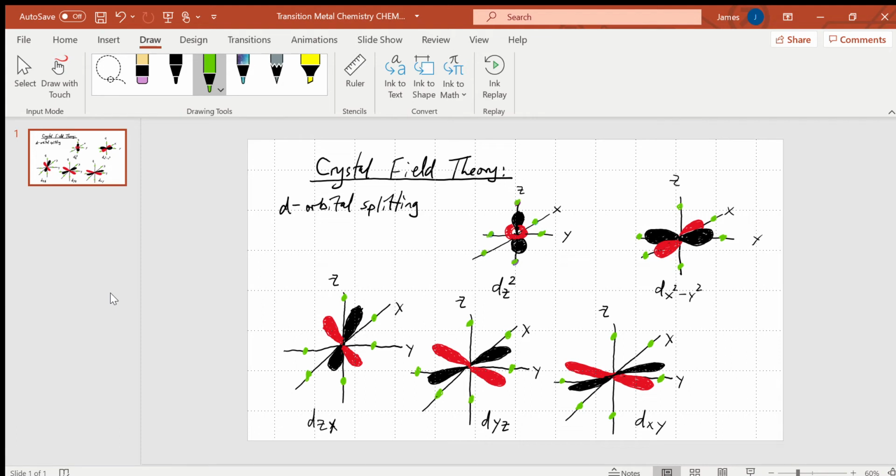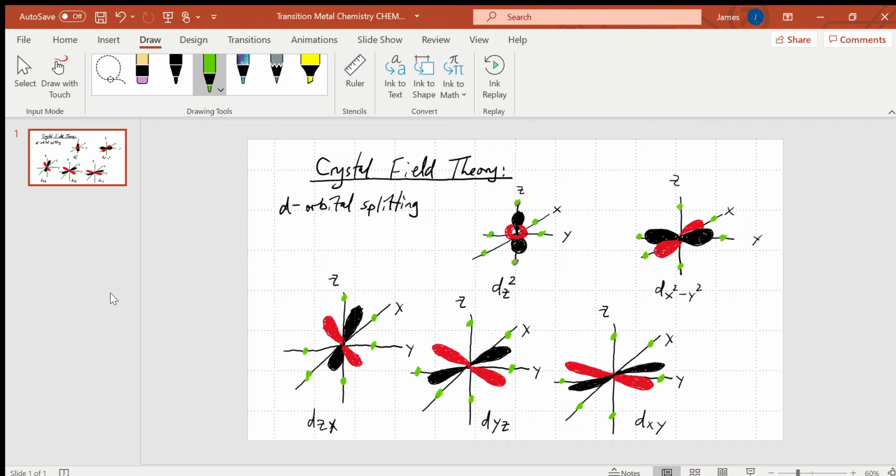This video is aimed at a general chemistry class looking at transition metal compounds. So the first topic here, we're going to start to look at crystal field theory. And crystal field theory is a large topic, and this first slide is just looking at d-orbital splitting.